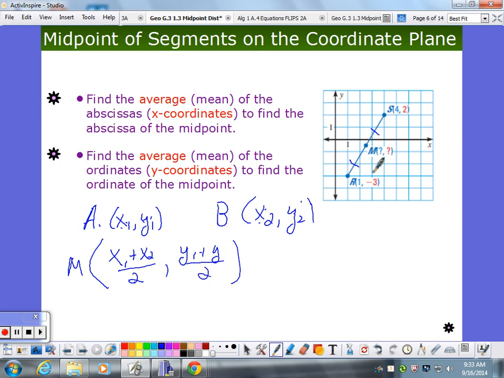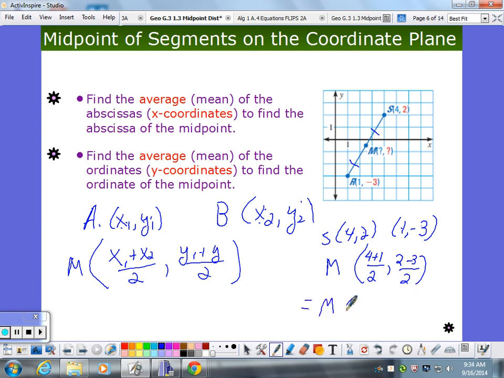Okay. So let's see what I got here. S is 4, 2. And let's see, my eyes are horrible. R is 1, -3. So if I want the midpoint of this, 4 plus 1 over 2, that's your x value, and 2 plus negative 3, a plus and a minus, it's just a minus, right? Over 2. And let's see what I get here. 5 halves and negative 1 half. 5 halves is the same as 2 and a half. Go down negative a half. And those are the coordinates.